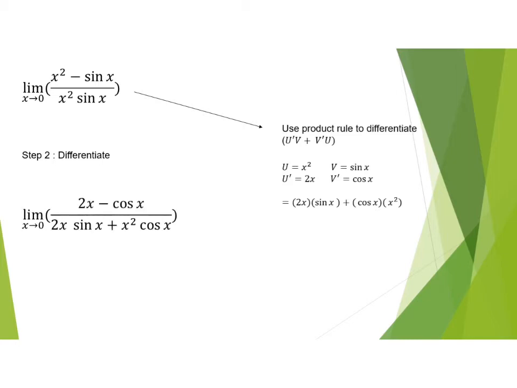So after we differentiate this equation, we will get the limit as x approaches 0 of 2x minus cos x over 2x sin x plus x squared cos x. So this is the new equation after we differentiate.